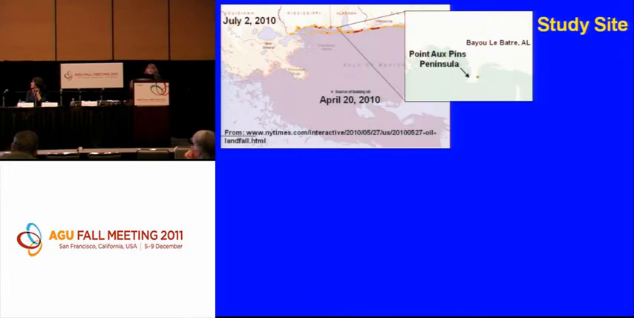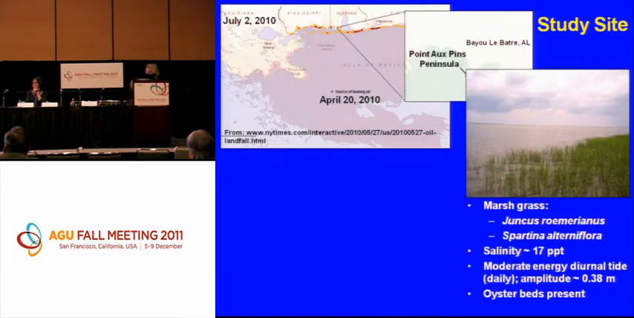Now this area is very important economically to the state of Alabama. It's considered the seafood capital of Alabama. It brings in several $1 million from the seafood industry as well as from tourism. Now, our site is a typical marsh system, typical of the Gulf Coast. It is inundated with juncus and spartina grass. We also have oyster beds present.